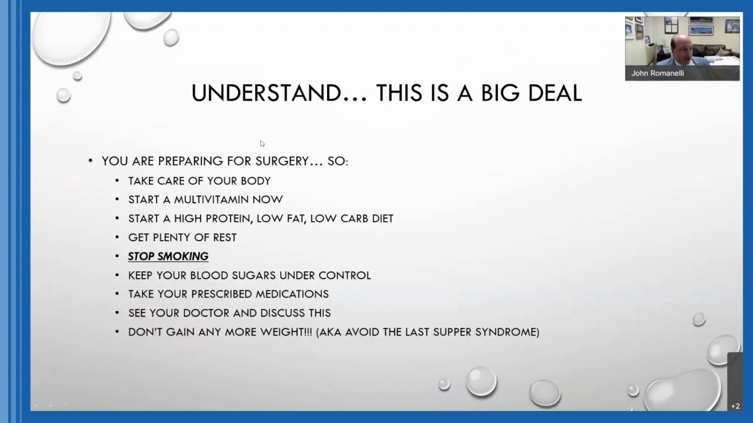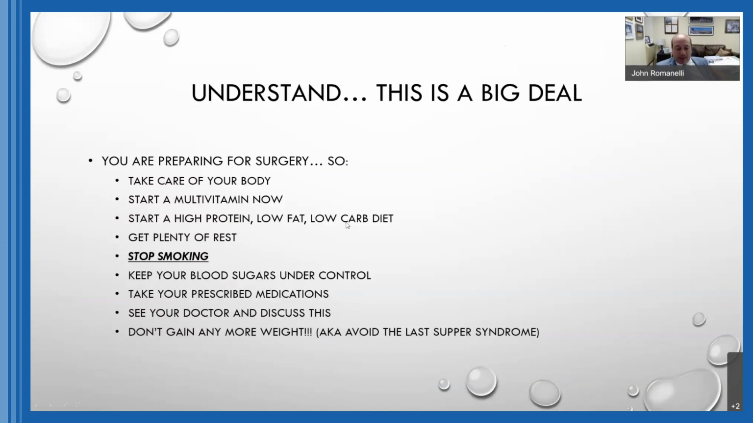You're preparing for surgery, so take care of yourself. Start a multivitamin. Get on a high protein, low fat, low carb diet, and your dietitians will teach you how to do that. Get plenty of rest. Make sure you're getting enough sleep at night. Stop smoking. Control your blood sugars. Take your prescribed medicines. See your primary care doctor and talk about this. Don't do this as a surprise. Don't gain any more weight.